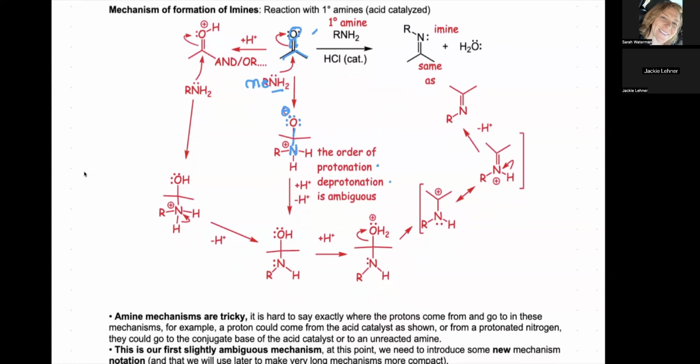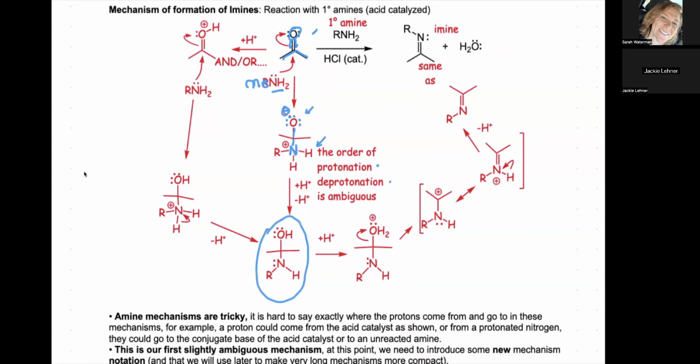We just know that it has to be happening in order for this to happen, right? So we don't know basically, does this get protonated first or does this get deprotonated first? We're not really sure, right? But either way, something happens where we end up with this product right here, right?